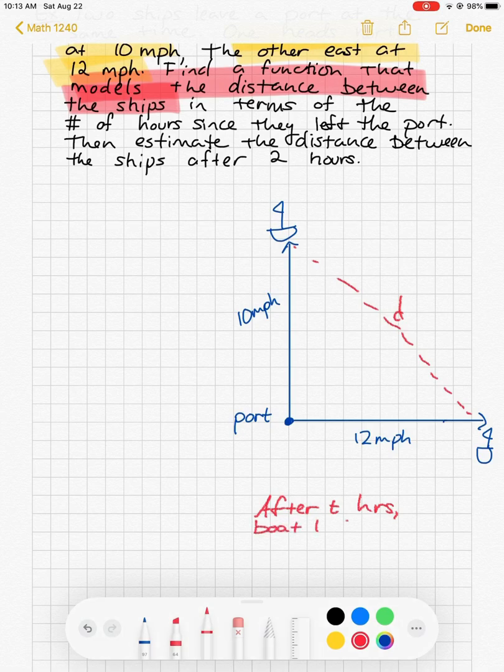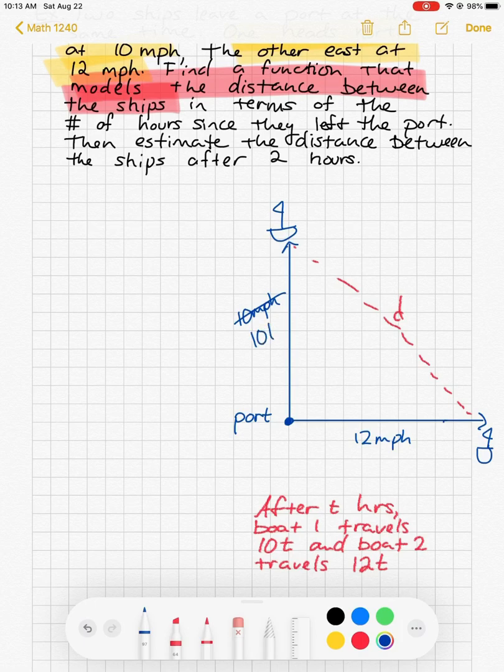boat 1 travels, well, he's going 10 miles an hour, right? So he goes 10 times the number of hours. And boat 2 travels, he's going 12 miles an hour, so 12 times the number of hours. So what are the distances here? This distance would be 10t, and this distance would be 12t. So now I could use the Pythagorean theorem, because I'd be saying the length of this leg is 10t.